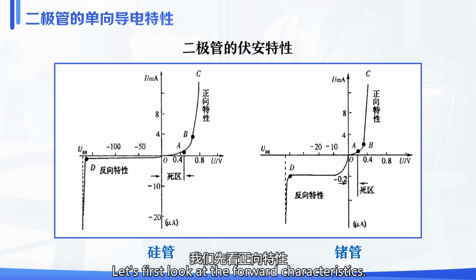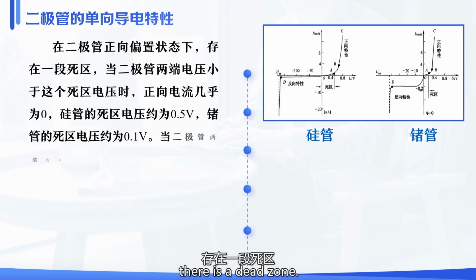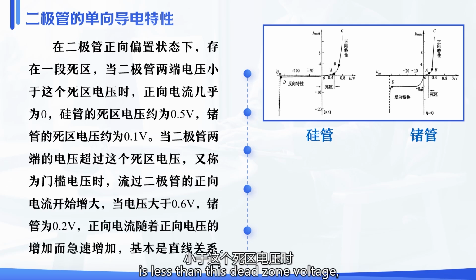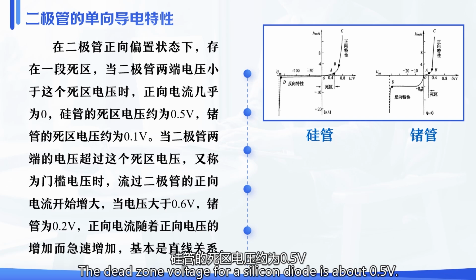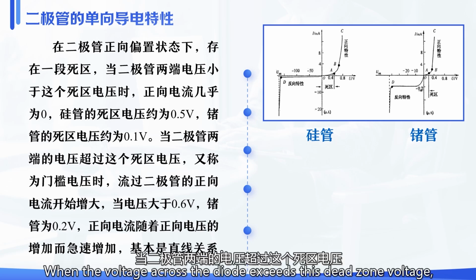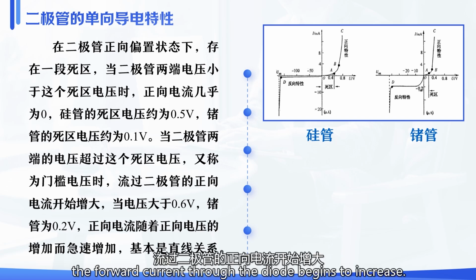Let's first look at the forward characteristics. When the diode is forward biased, there is a dead zone. When the voltage across the diode is less than this dead zone voltage, the forward current is almost zero. The dead zone voltage for a silicon diode is about 0.5 volt. The dead zone voltage for a germanium diode is about 0.1 volt. When the voltage across the diode exceeds this dead zone voltage, also known as the threshold voltage, the forward current through the diode begins to increase.